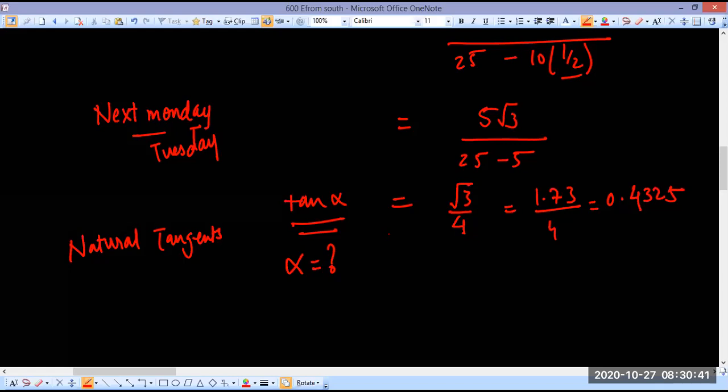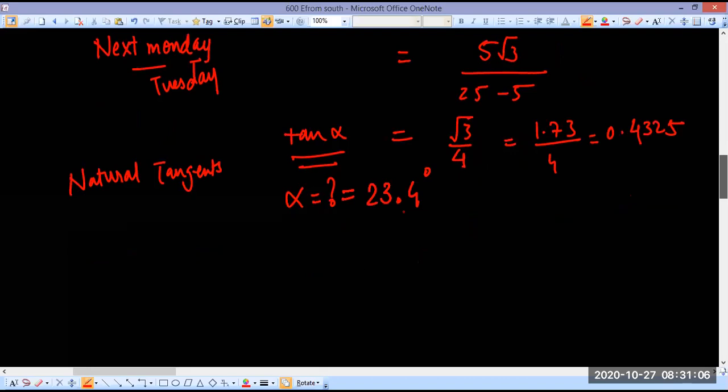I'll just find it from the calculator. Tan alpha is 0.4325, and it gives me 23.4 degrees. All right, so that's what we have got. So now we have to write this answer. Not just like this, we have to write it in words.